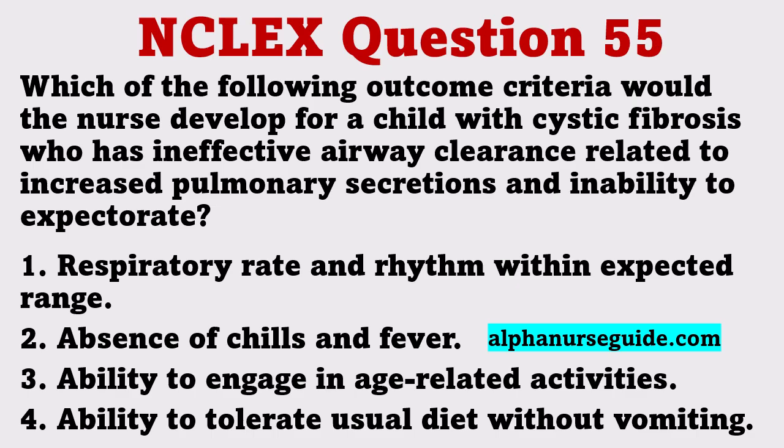Which of the following outcome criteria would a nurse develop for a child with cystic fibrosis who has ineffective airway clearance related to increased pulmonary secretions and inability to expectorate? 1. Respiratory rate and rhythm within expected range. 2. Absence of chills and fever. 3. Ability to engage in age-related activities. 4. Ability to tolerate usual diet without vomiting.